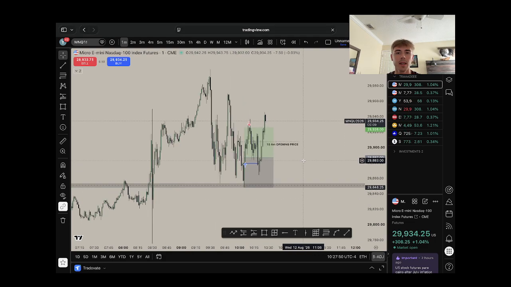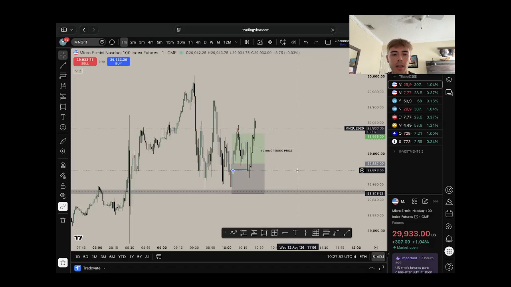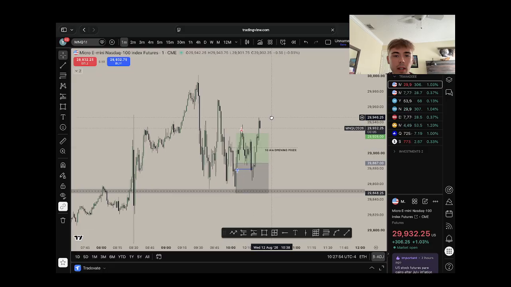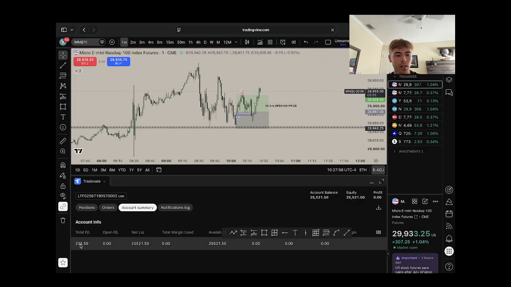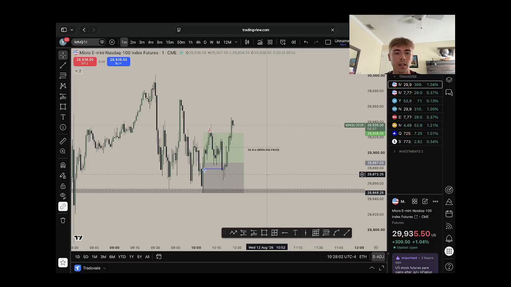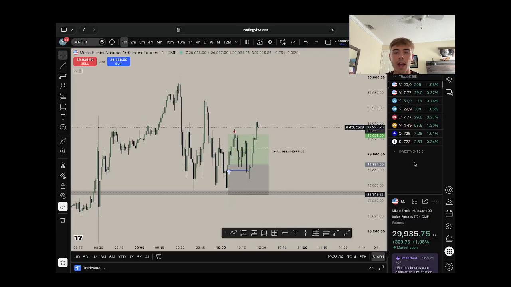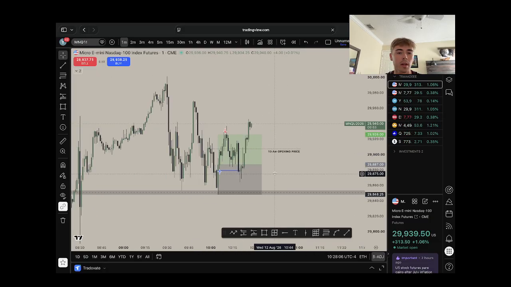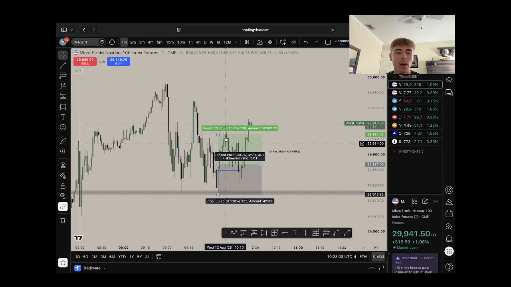Today is a Wednesday. Today I ended up catching a winning trade. I won $235. Here is my P&L for the day. Very quick trade, delivering from this 1 hour gap below the 10 a.m. opening price. Played out very well.